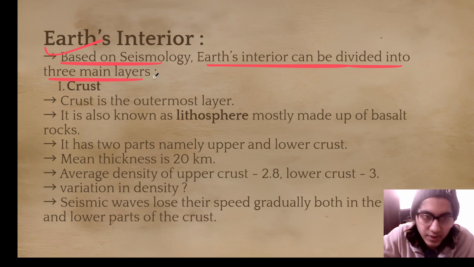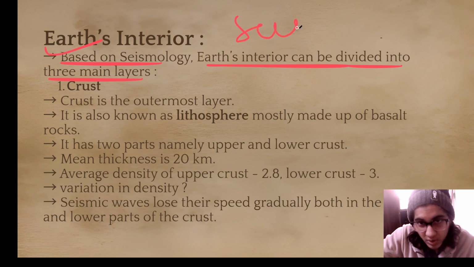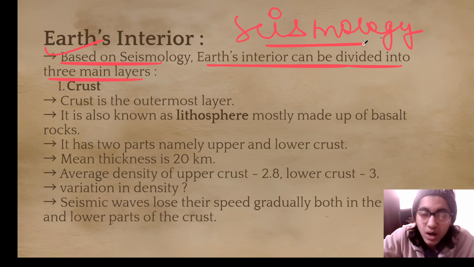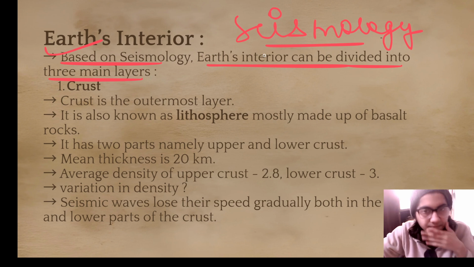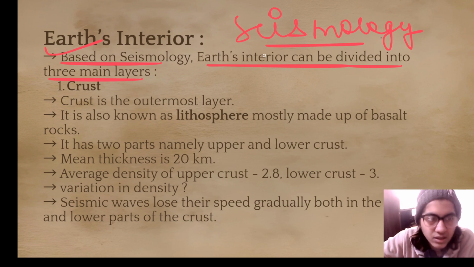Previously, we have covered this topic, seismology. In that, we have seen how earth scientists discovered these layers and studied the earth's internal structure with the help of seismic waves that are caused by earthquakes, nuclear outbursts, etc. Based on that, earth scientists divided Earth's interior into three main layers: crust, mantle, core.